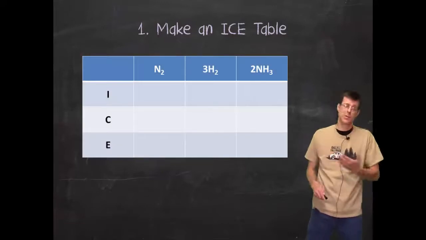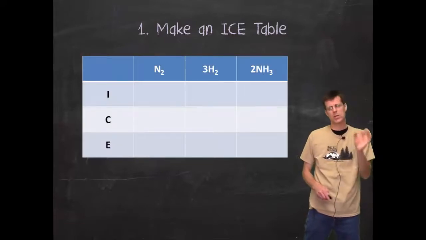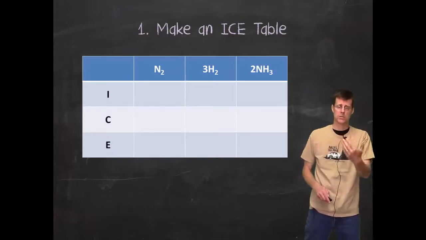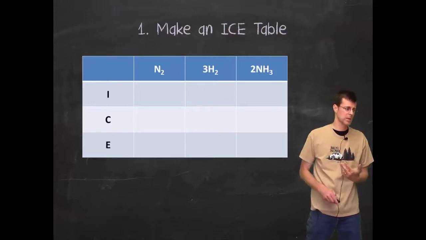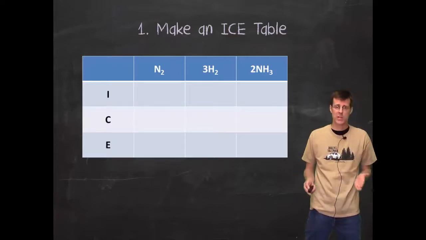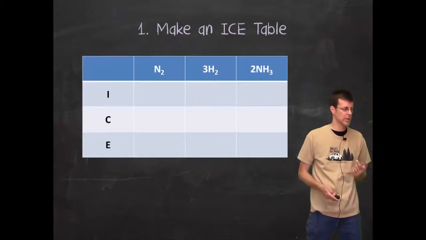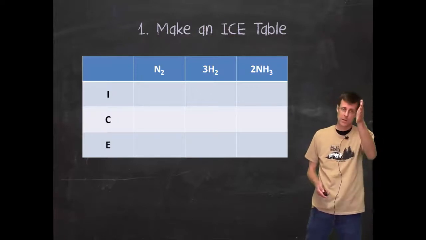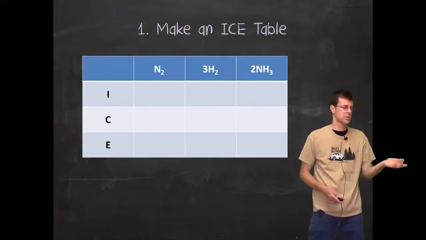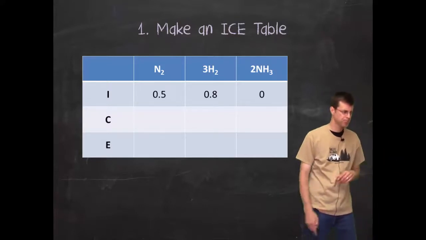So this is what the table actually looks like. We put in the columns the things involved in the reaction, so our two reactants and our one product in this case. Normally I like to put a little arrow, write it as a reaction equation. It just didn't really fit very well the way I was trying to do it here. And then the three rows: initial concentration, change in concentration, and equilibrium concentration.